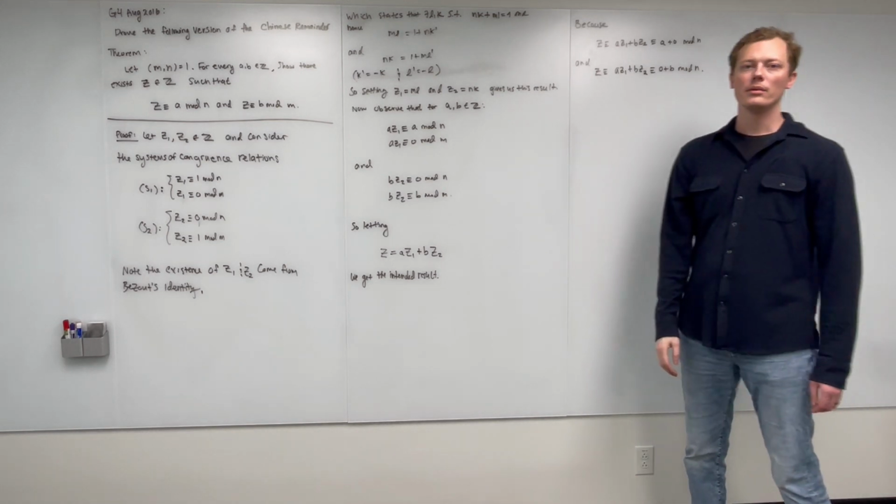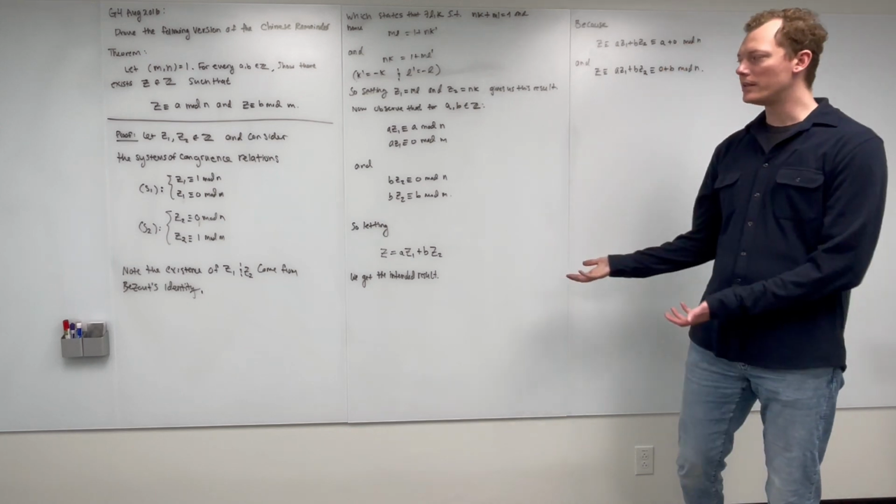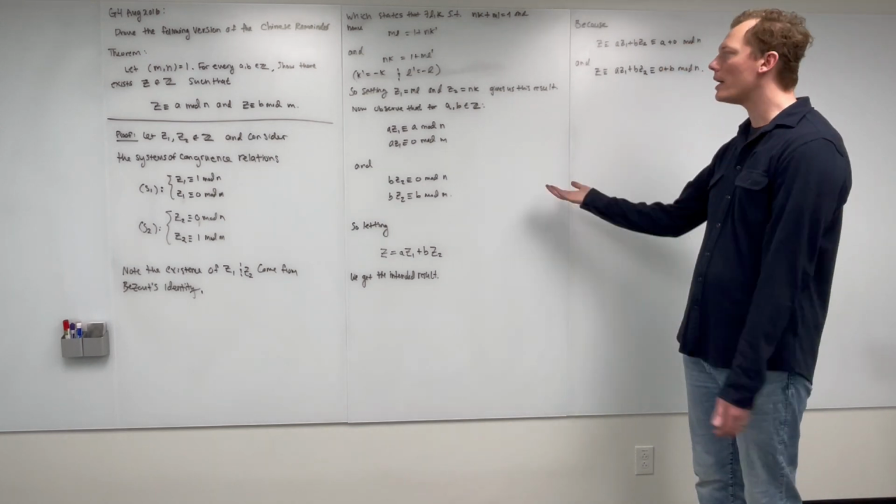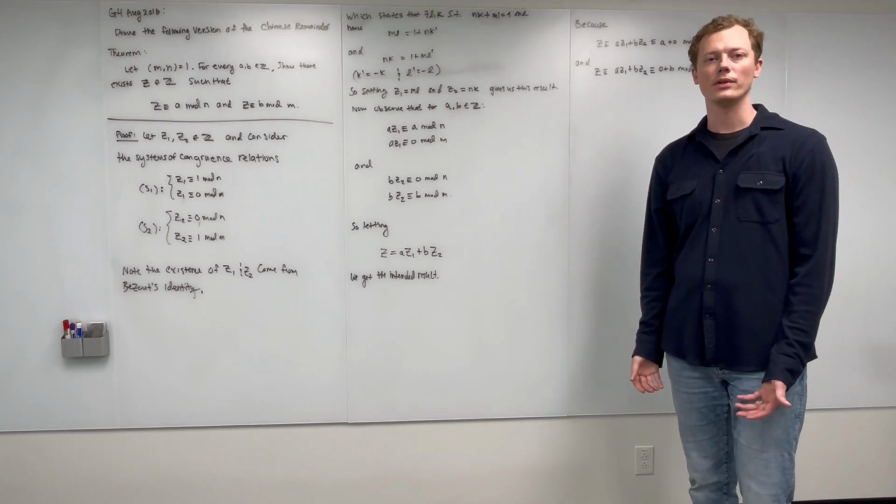And so because this algorithm gives us an intended z, and this held for any a and b, we have the intended result. Okay.